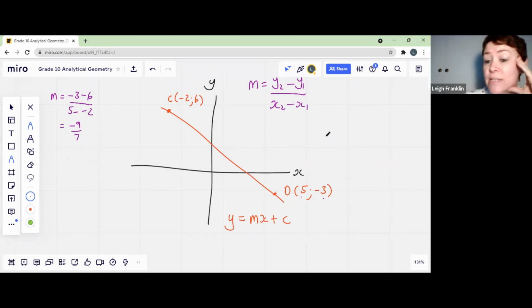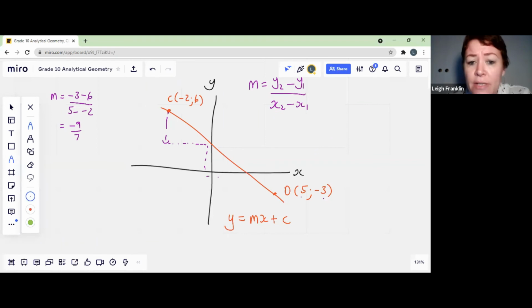Can you see the gradient is negative, Nosisa? And it makes sense because the line slopes down to the right. So what this means is that for every 9 units we go down, we're going to walk 7 units to the right. 9 units down and 7 to the right, and 9 down and 7 to the right. That's what it means. Okay, so you did that 100% perfect. Good job.